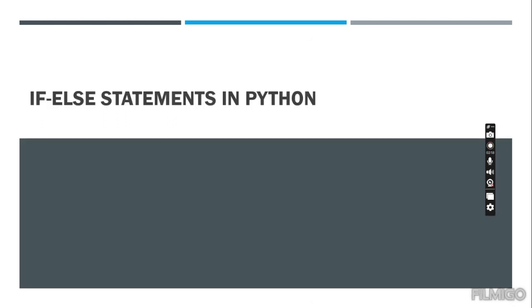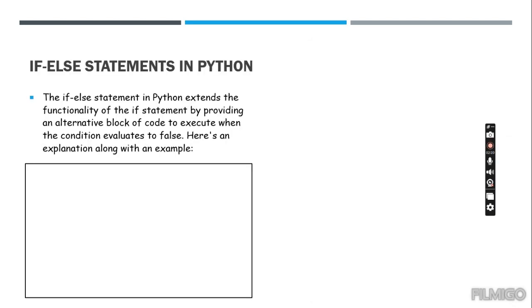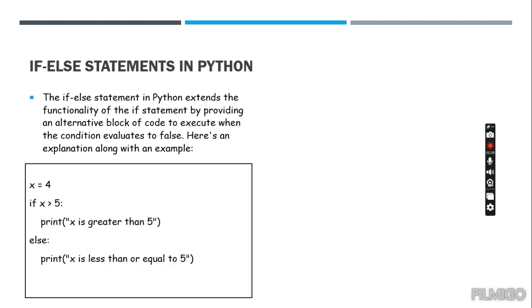The if-else statement in Python extends the functionality of the if statement by providing an alternative block of code to execute when the condition evaluates to false. Here's an explanation along with an example. Example. Python: x = 4, if x > 5: print "x is greater than 5", else: print "x is less than or equal to 5".